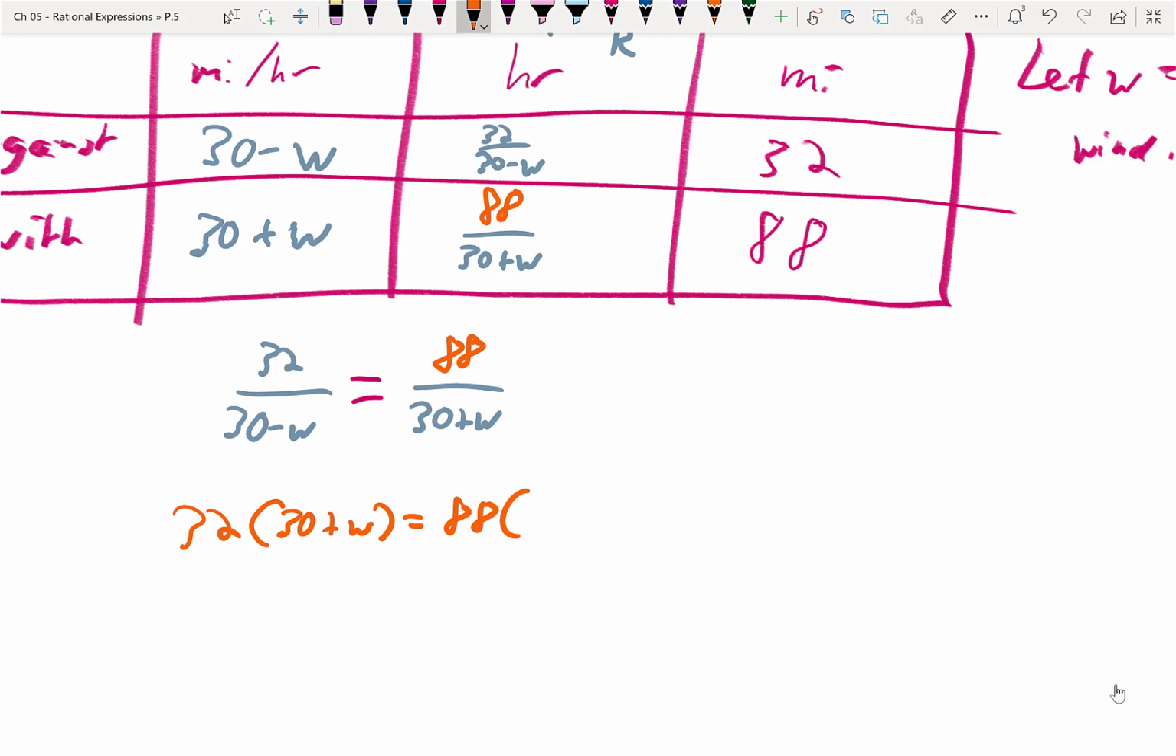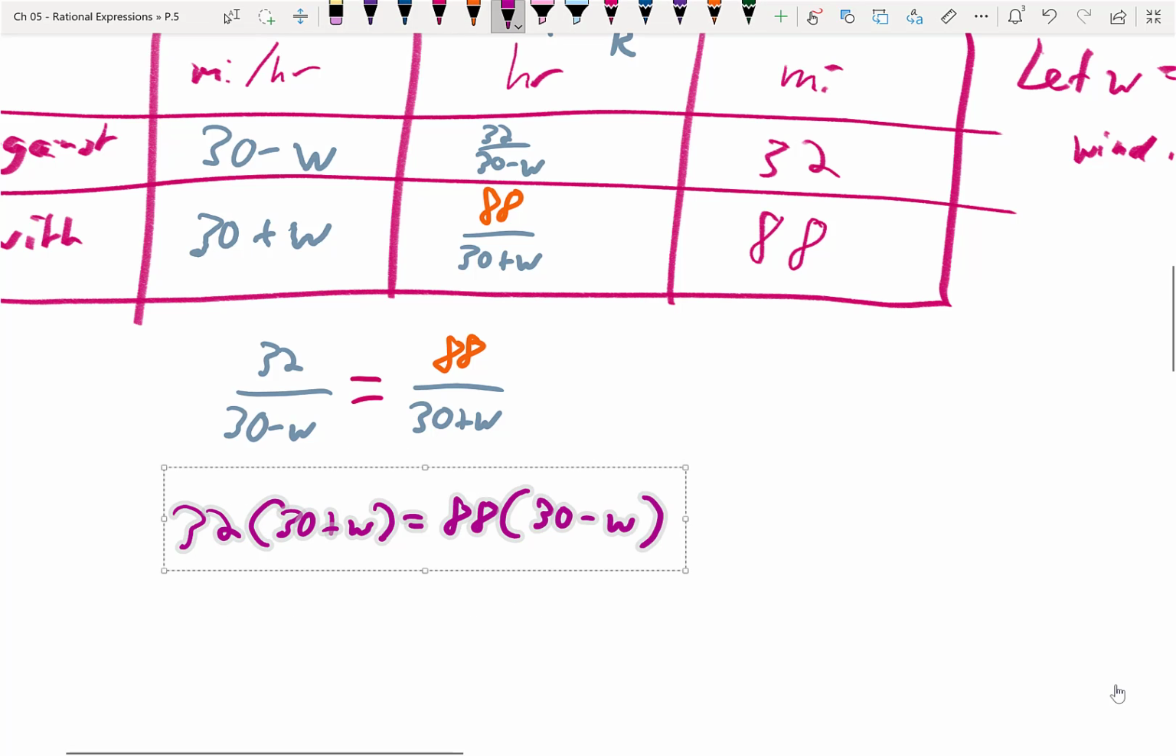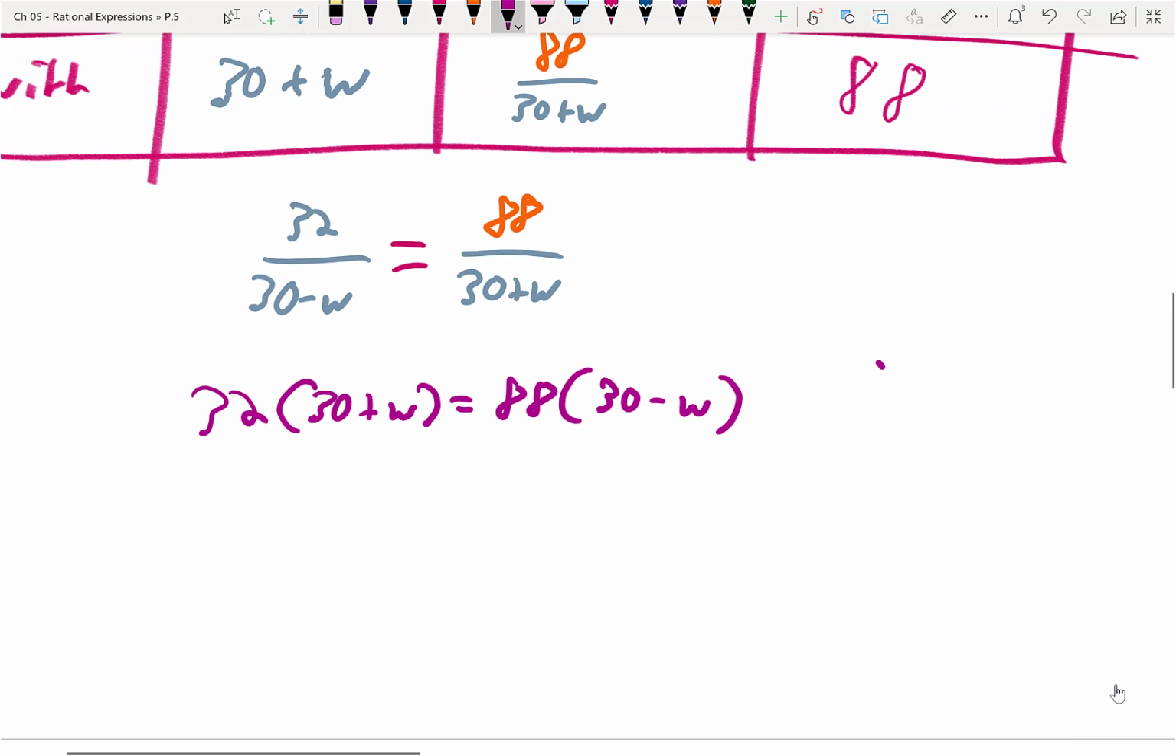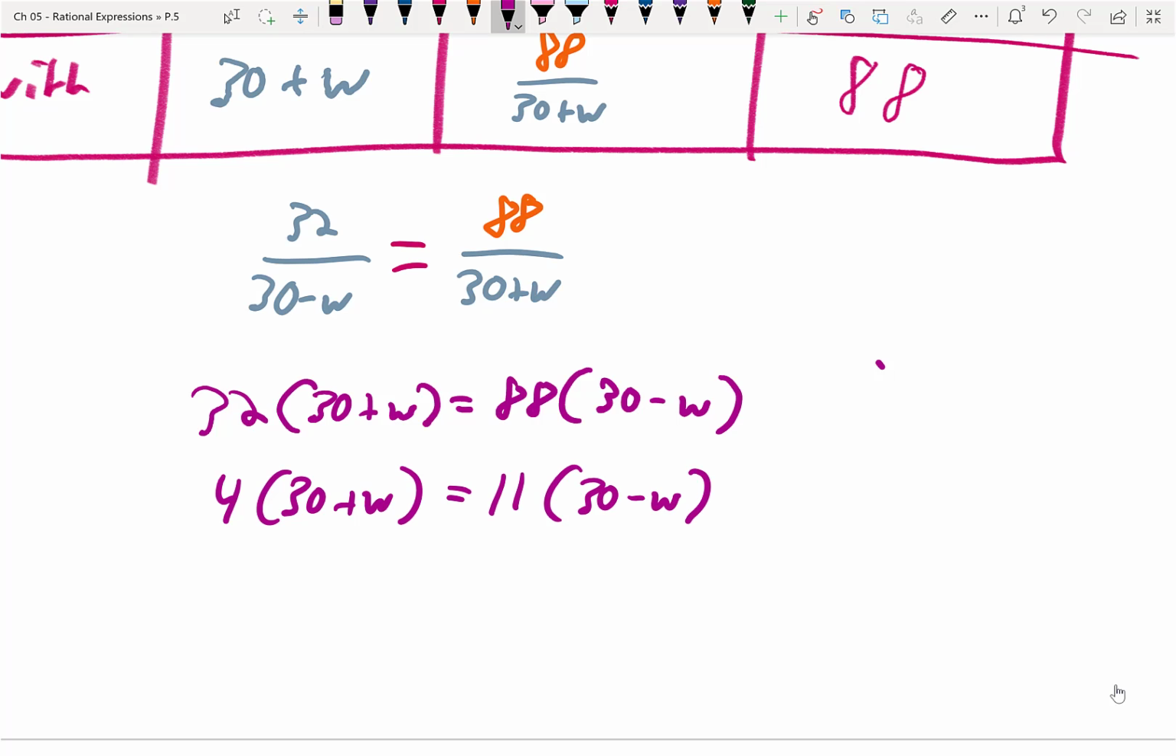So we get 88 times 30 minus W. Please do not distribute the 32 and the 88 right now. Don't do it, because you can make your life simpler even before that. Divide by 8. Now just divide both sides by an 8. We're going to get a 4 times a 30 plus W equals an 11 times a 30 minus W. You've made your life simpler.